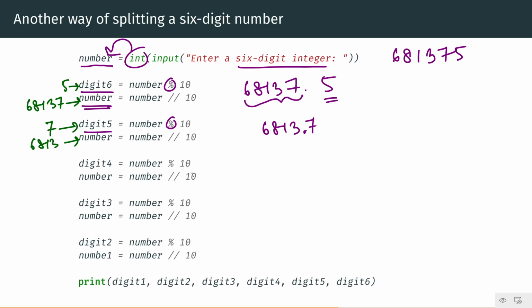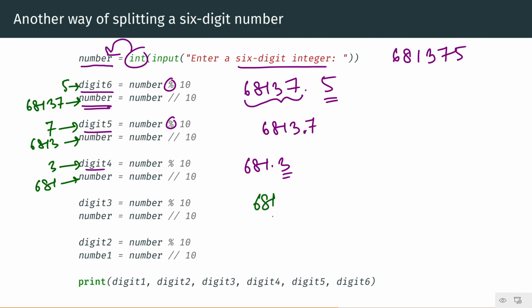And then again, you divide it by 10. So 6813 divided by 10 gives you 681 decimal 3. 3 is the remainder which you store in the variable digit 4, right? So 3 goes into digit 4, and the number is updated by dividing itself by 10. So 681 is the new number, right? Okay. And again, number divided by 10.